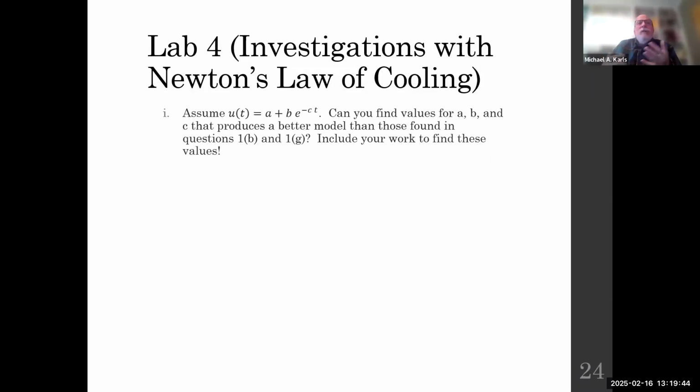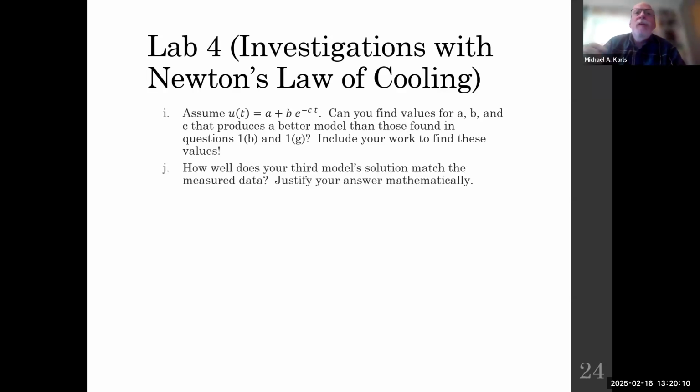And next, I asked students to say, well, what if the solution was u of t is of the form a plus b times e to the negative ct, which looks like what they should be getting for the solutions to the previous 2 versions of the model. I want students to find values for a, b, and c that produce a better model than those found in questions 1b and 1g. My intent there was for students to try to use the solver. And then I asked, how well does your third model solution match the measured data, and justify your answers mathematically? So that's all stuff I asked them to do with just looking at how the potato was cooling over time.